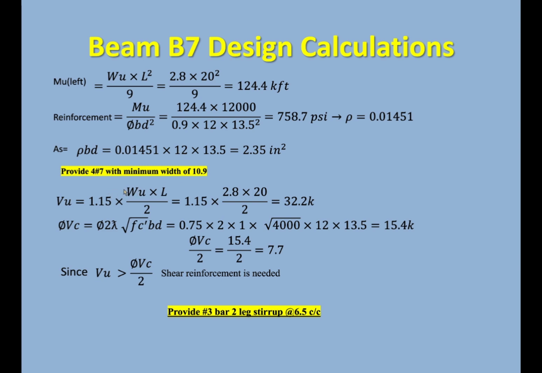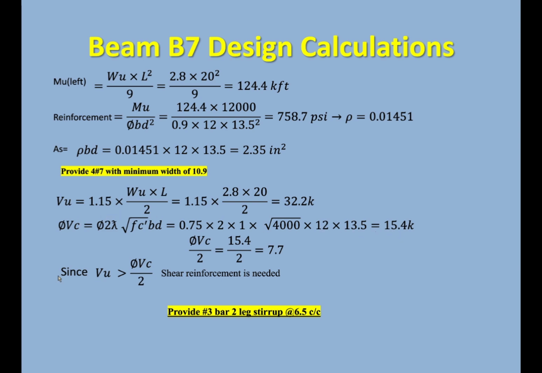And then we calculated the ultimate shear force, which is 1.15 multiplied by the ultimate moment multiplied by the length over 2, and we got that to be 32.2 kips. And then we calculated, obviously, the design shear force provided by the concrete, so we can see if any shear reinforcement is needed. And after we calculated that, we get 15.4 kips.